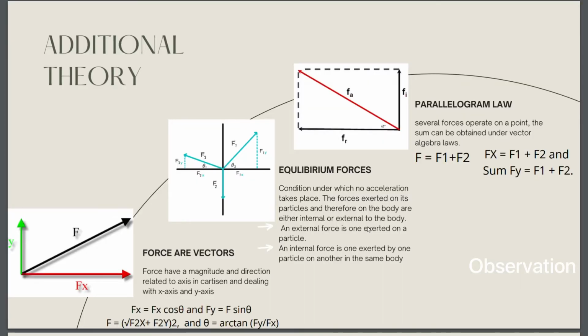For the additional theory, as we know, forces are vectors, which means force has magnitude and direction, and exists in Cartesian form. So for the force they have Fx and Fy. To calculate Fx, we can use the formula Fx equals F cos theta and Fy equals F sin theta. To find the resultant force, we can use the formula F equals the square root of Fx squared plus Fy squared, and to find the direction we can use the formula theta equals tan negative 1 of Fy divided by Fx.